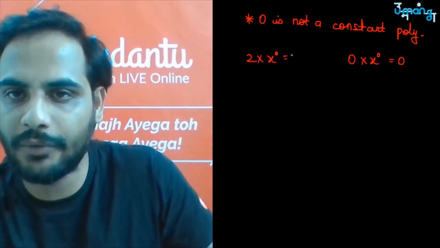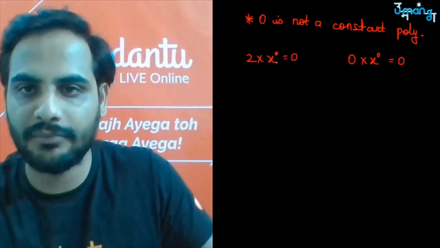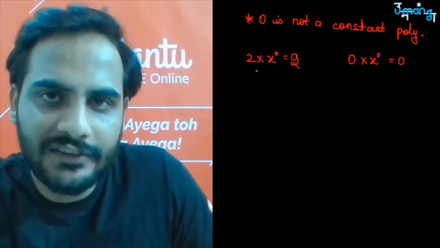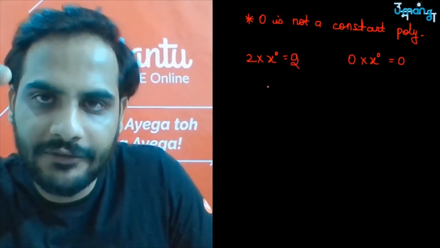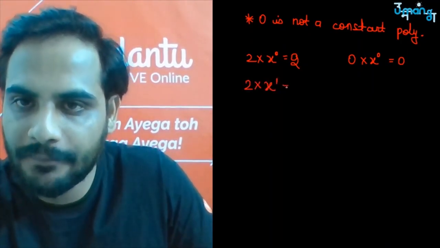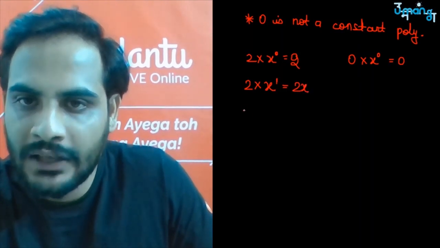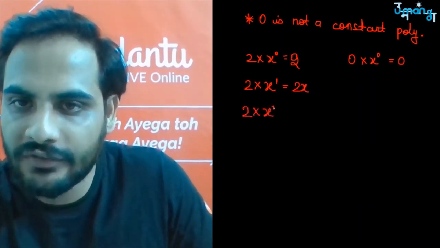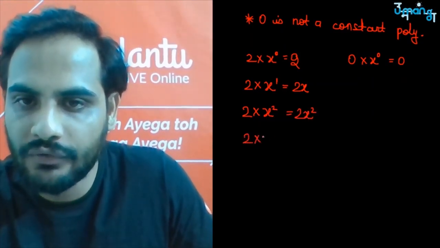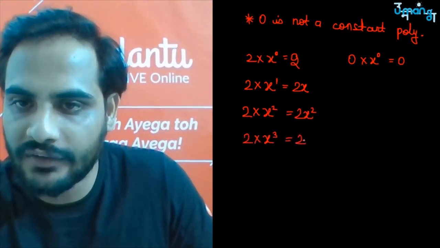Why is it not a polynomial? Let's understand it further. 2 into x raised to the power 0 is equal to 2. Let us multiply 2 with different powers of x. If I multiply 2 with x raised to the power 1, your answer is 2x. If I multiply 2 with x square, your answer is 2x square. If I multiply 2 with x cube, your answer is 2x raised to the power 3.